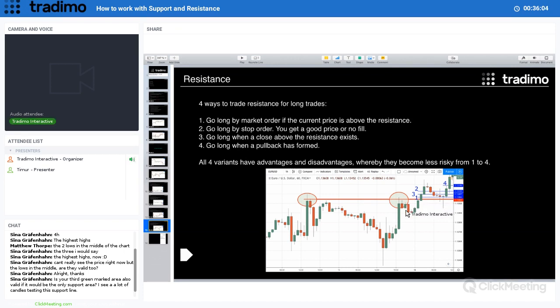And the fourth variation is to go long when a pullback has formed. You see here the market moves up, tests the level, moves down, then breaks through and tests the level here. The former resistance level now becomes a support level. After this pullback is confirmed, then you can go long. The market tests the level, moves up again in the right direction, and then you can say, okay, this is enough confirmation for me, I go long right now. This here is highlighted with the four. So these are the four variations to go long if a resistance level has broken.